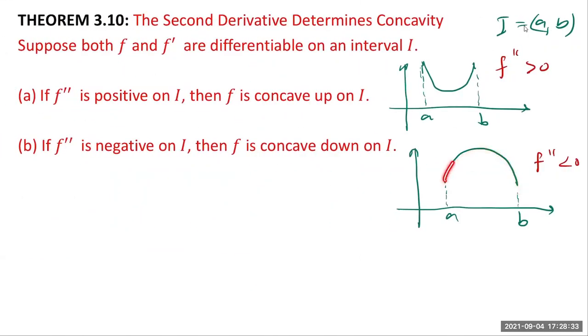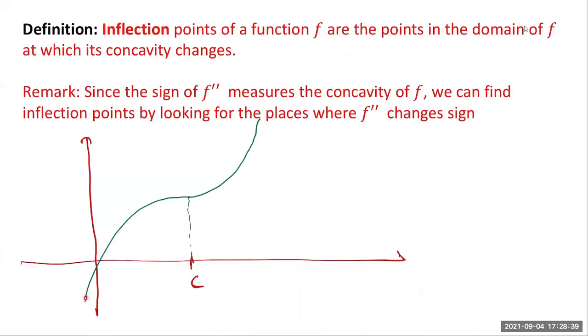That means you have this part there, right? This part is the shape of a concave down function. Okay, this is concave down, but to the right of C, it is concave up. As you can see, the concavity is changing at this point from concave down to concave up. Okay, this kind of a point is called an inflection point.